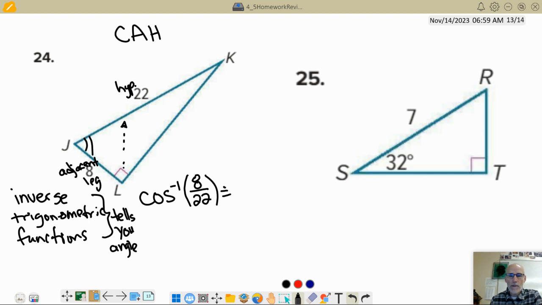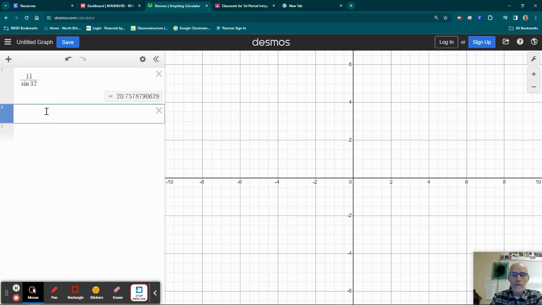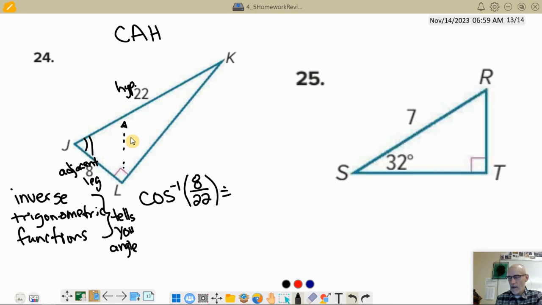So let's jump over there back to Desmos, and I'm going to do inverse cosine. So we go cosine, you raise it up kind of like an exponent, but this is just notation. It's not an exponent, but the computer doesn't know that, I guess. So then we do, what was it, 8/22? And we get 68.7. I'm not sure what they want us to round to.